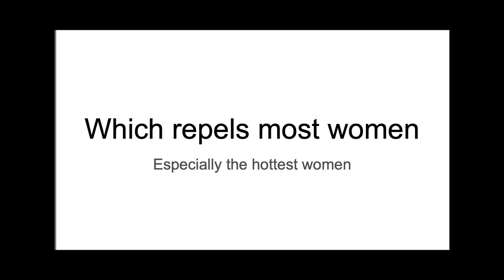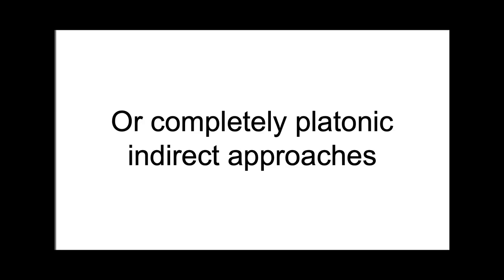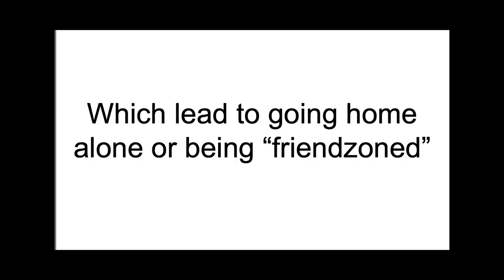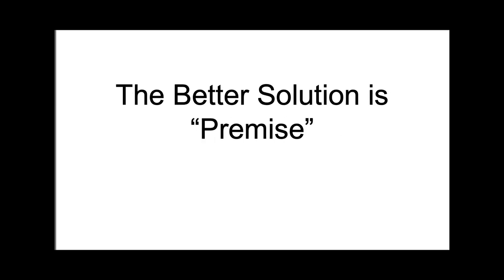If you're so afraid of giving away your power, then you end up with the opposite, which is completely platonic, indirect approaches, which leads to either going home alone or being friend-zoned, right? So either you're very direct and you give all your power away, but you've made it man to woman, or you're completely indirect and you never get to the point and you get friend-zoned. That's very common. The better solution is something that, instead of interest or intent, I call premise.